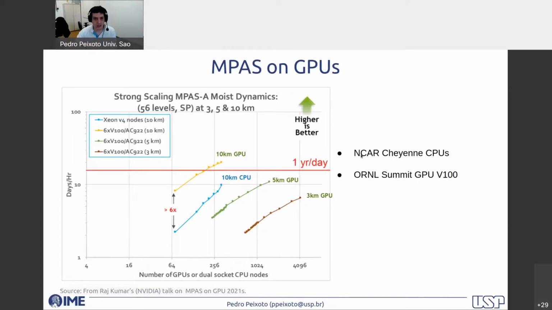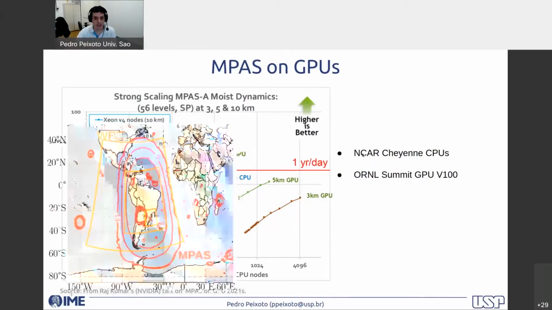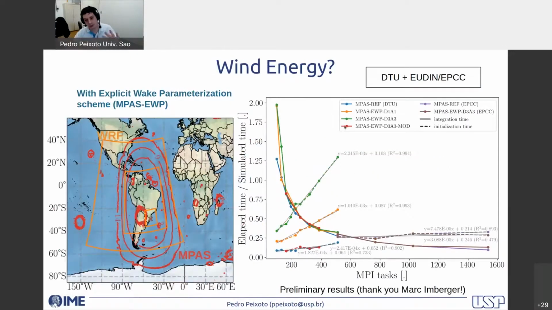so it worked really well on GPUs. I think that's the main thing. And then I'll just show a couple of slides advertising a few things for wind energy. There's been quite an effort from DTU and the Edinburgh EPCC center doing experiments with MPAS and WRF to see how the performance looks. So thanks, Mark, for this. I think if you want to chat with them, if you're interested in this.